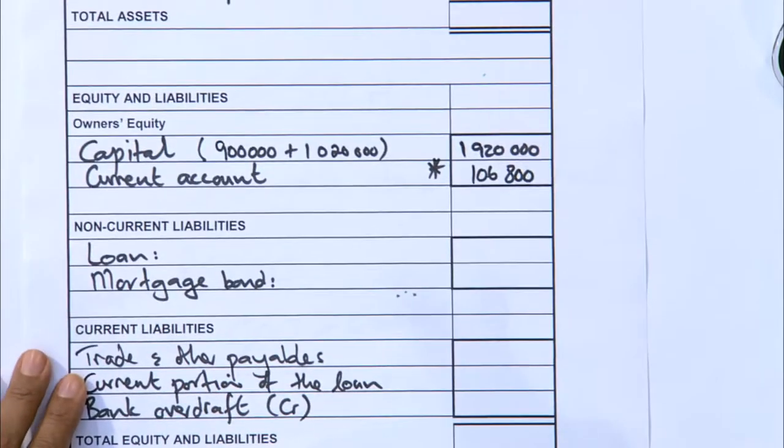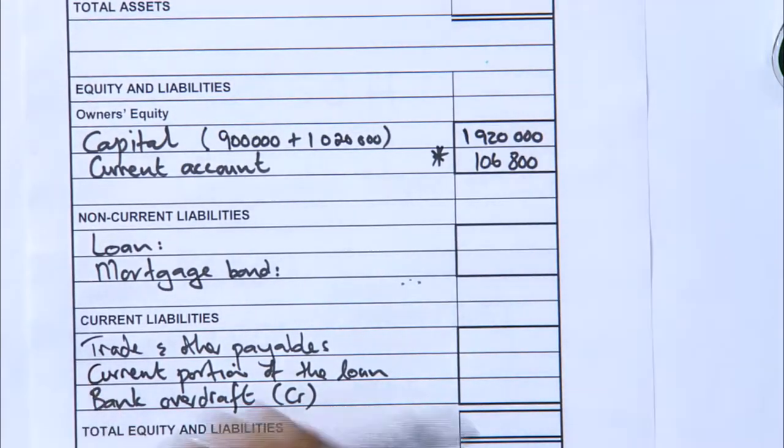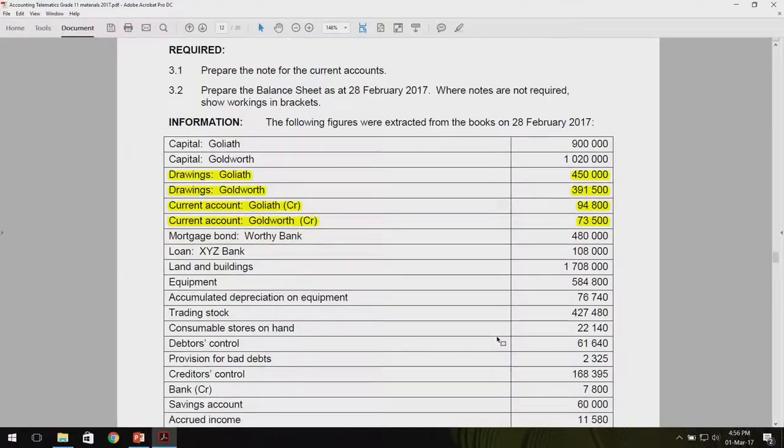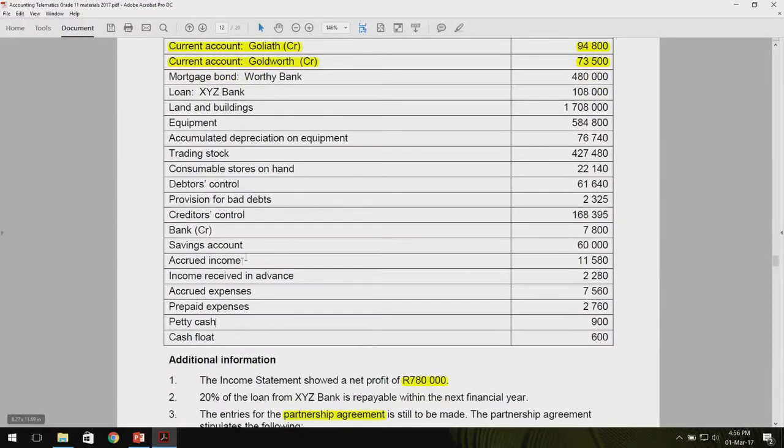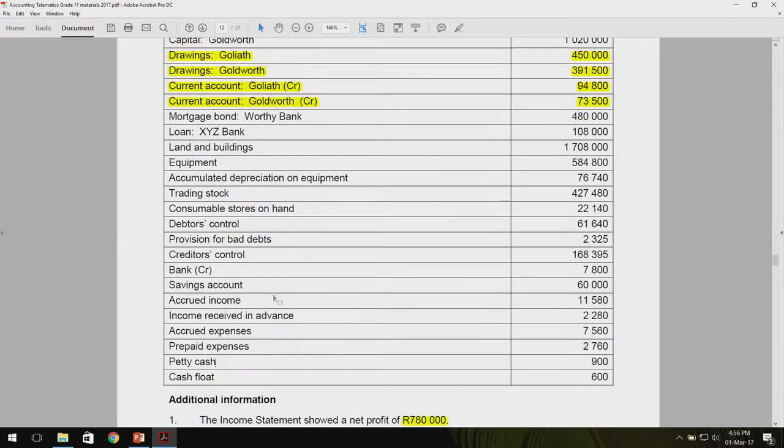Girls and boys, I'm going to have to finish up. But before I finish up, I just want to show you this one thing quickly. Just one thing. It's going to take me 1 minute. I just want to talk about the loan, and that number 2 there. So there I have a loan, 108,000, and there I have mortgage bond, 480,000. So that is the amount that I owe to these two institutions, mortgage bond Worthy Bank and loan XY Bank.